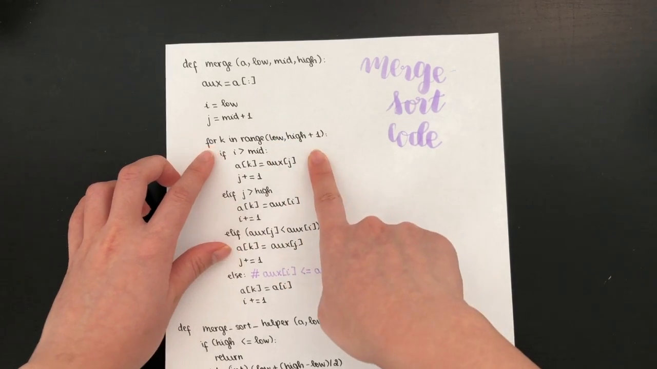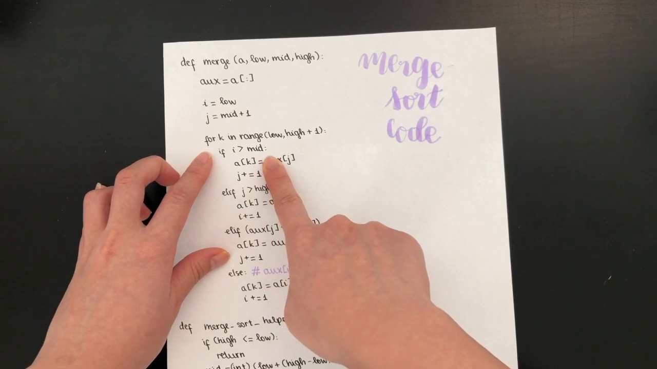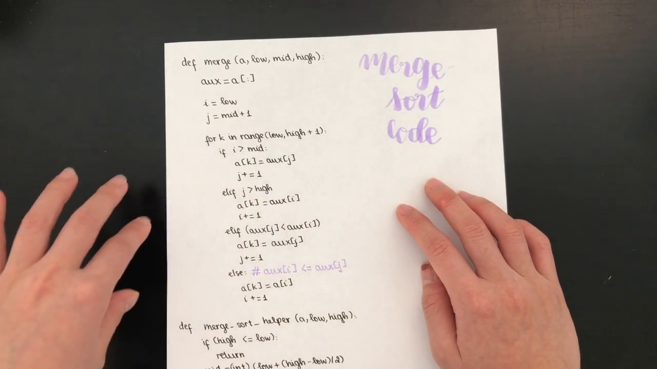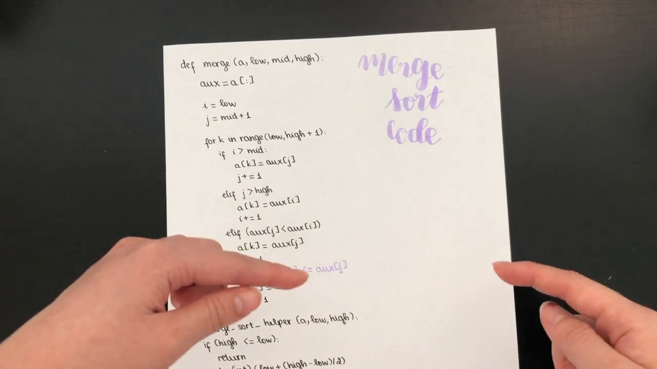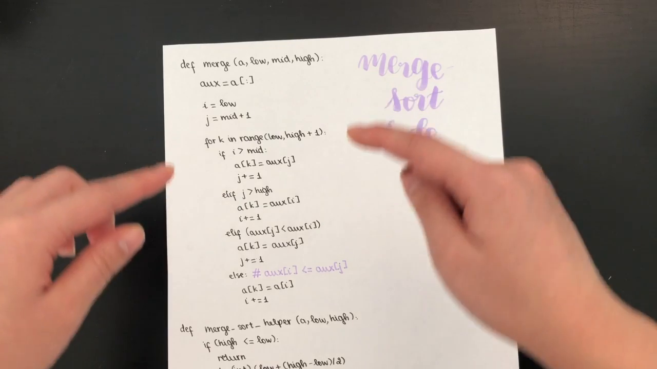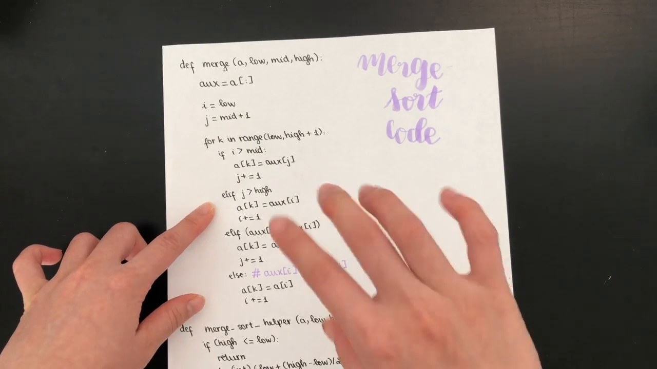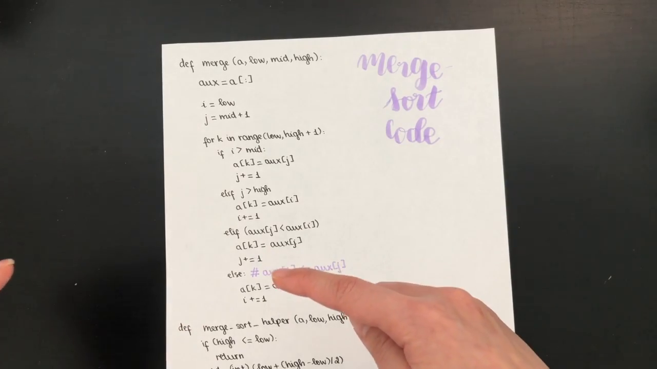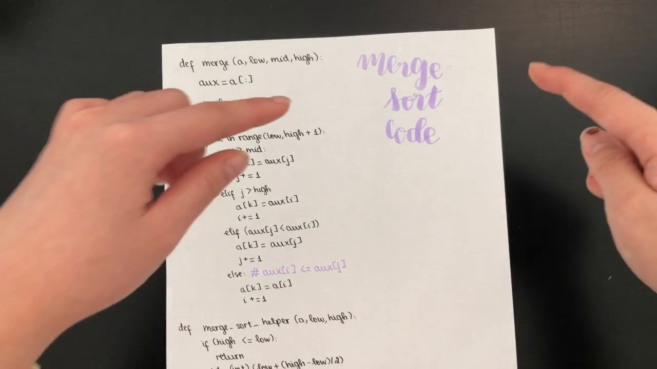if I is bigger than mid, then all elements in the left have been exhausted, so we just take all the things from the right and put them into the resulting array. Similarly, if the stuff on the right has been exhausted, then we take all the elements from the left to the array.